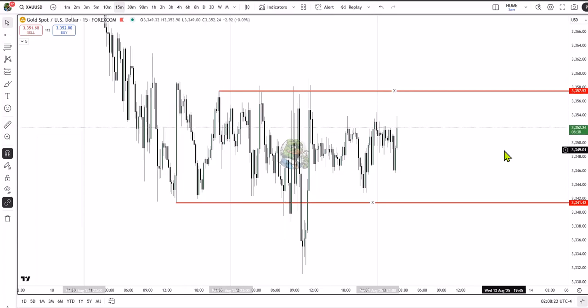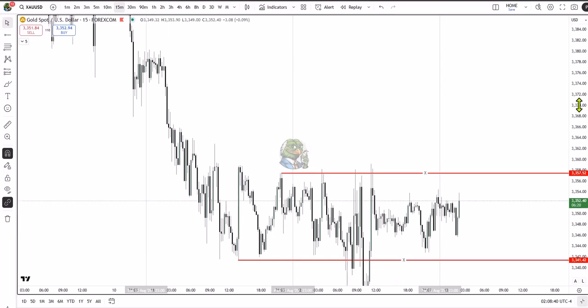My daily process: I mark out the key liquidity pools, right? That could be the previous daily low, the previous daily high, or the weekly levels, as well as the current daily high, which is basically like the current session high.